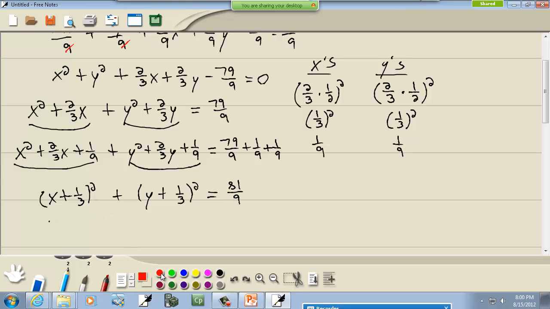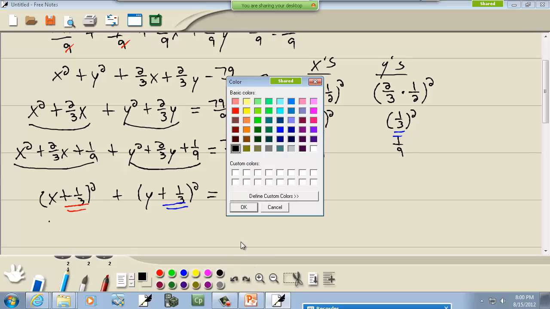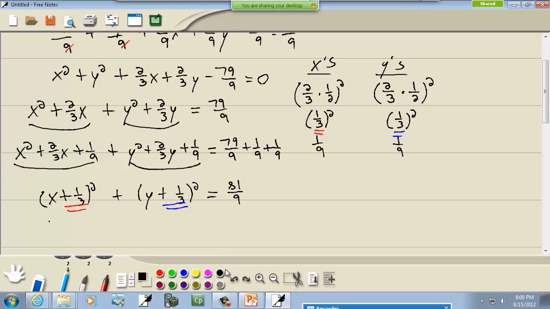Now remember the trick on that. Whatever number's right here, right before you square it, sign included, is always what goes right here. This one, whatever number's right here, sign included, goes here. Makes that step so easy. So our standard form is (x + 1/3) squared plus (y + 1/3) squared equals 9.